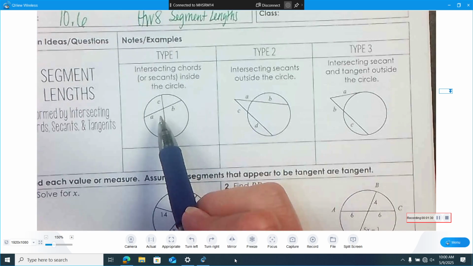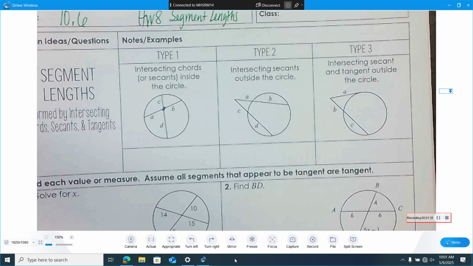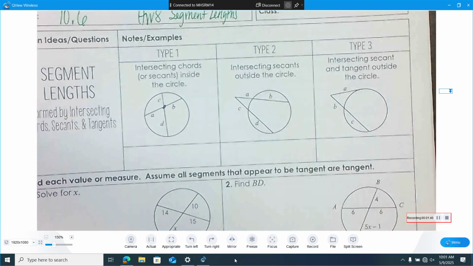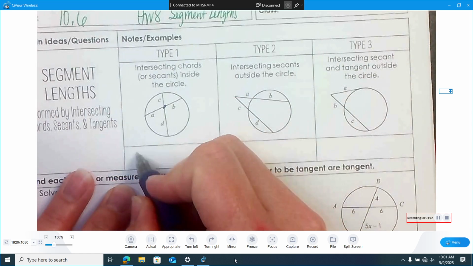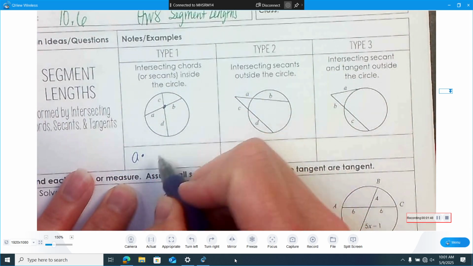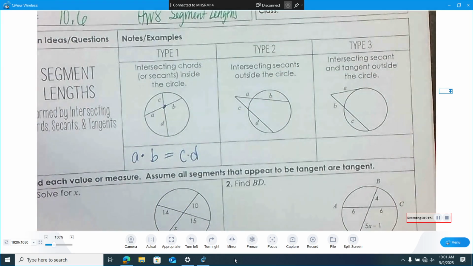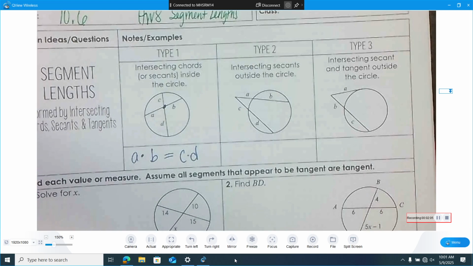So if we have this case where we have the intersection of 2 chords inside the circle, what happens is these get broken up in sort of a proportional way. And it turns out that the length of A times the length of B is equal to C times D. So they get sort of cut in a proportional way, and we can just set up a little equation to solve for those lengths. So it's kind of easy. It's just the product of the parts and set them equal to each other.